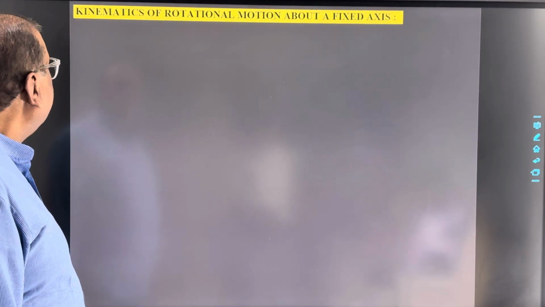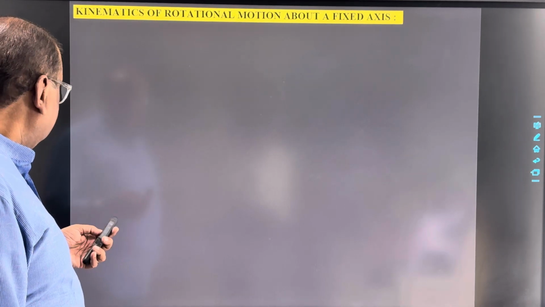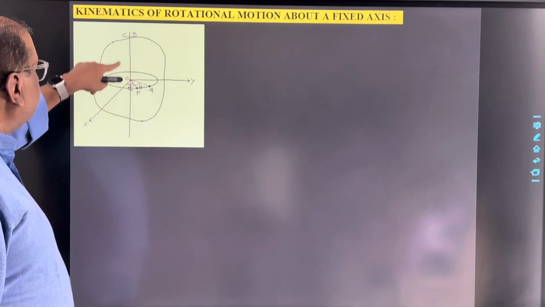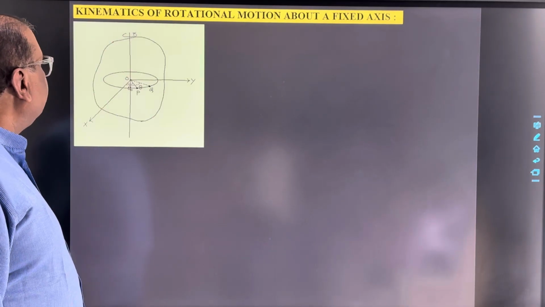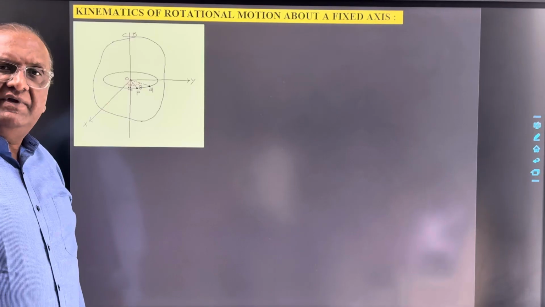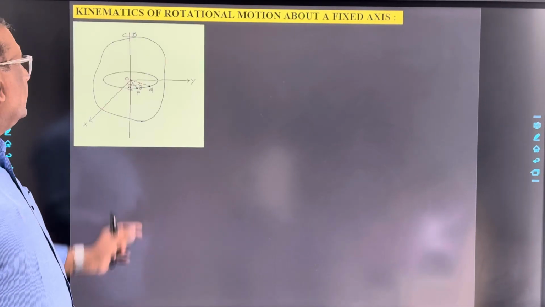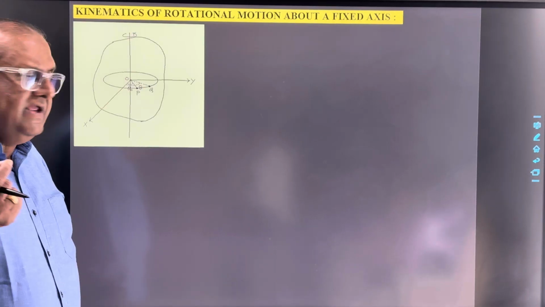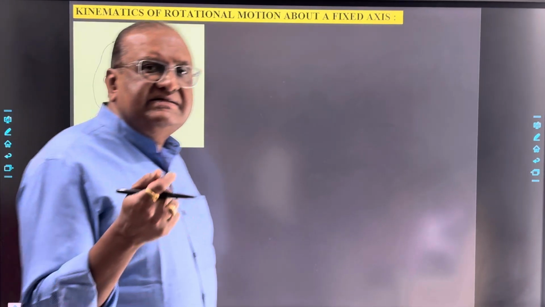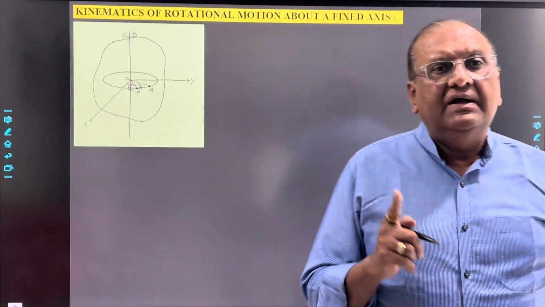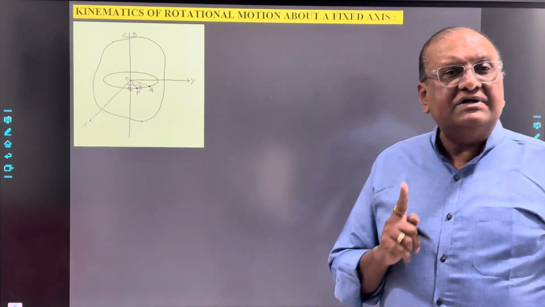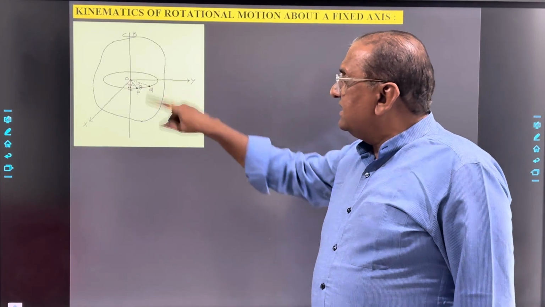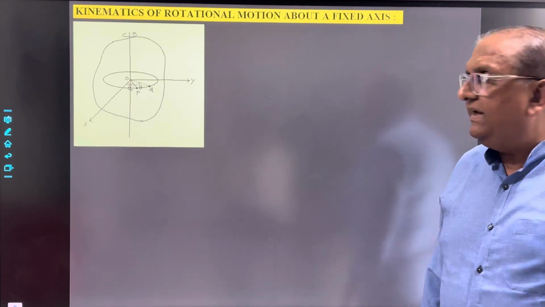Now here, consider a rigid body which is rotating with respect to a rotational axis, which is the z axis, as shown in the figure. Now consider any one constituent particle of this body. When the body is executing rotational motion, the particle will execute circular motion. The particle is executing circular motion in the xy plane.